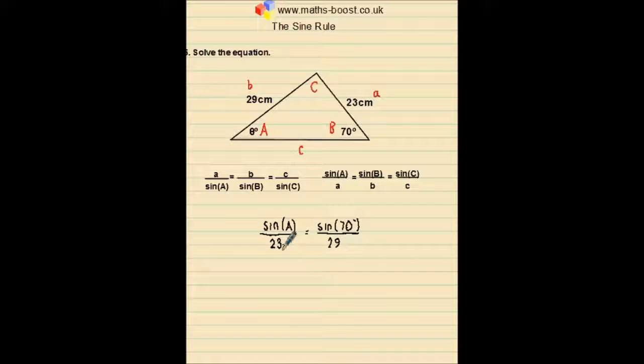And the way to deal with this is to look at the denominator and multiply every term by this denominator. The left cancels out and you are left with this. You should know from your work with right-angled triangles, when we need to find an unknown angle, we'll use the inverse sine function. In other words, the shift sine button on your calculator. And you'll enter this into your calculator so it looks like this.